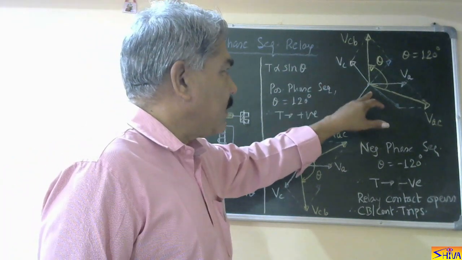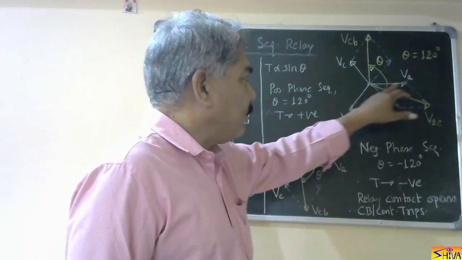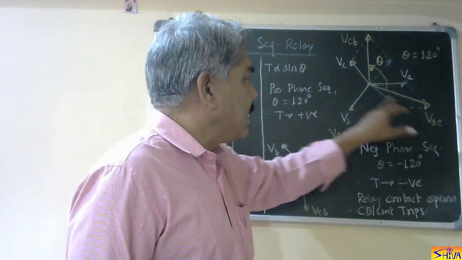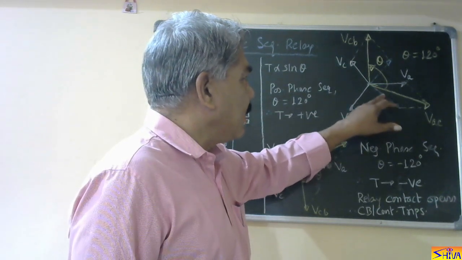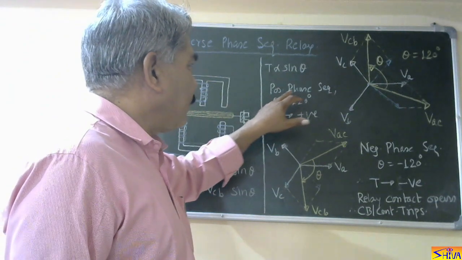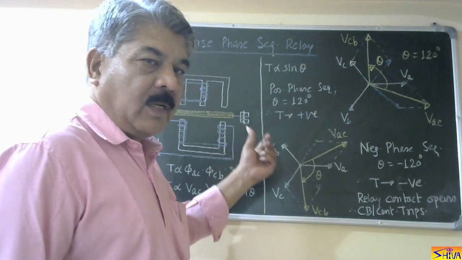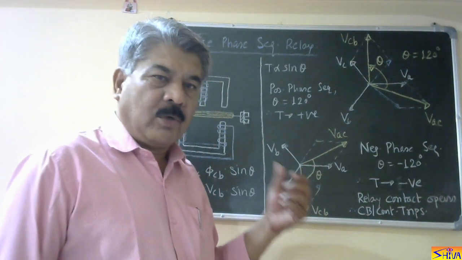This is the phasor diagram pertaining to the positive sequence of the voltages VA, VB, VC. This is VAC, this is VCB. With respect to VAC, the angle of VCB is 120 degrees. So it is positive. For positive phase sequence, theta is 120 degrees. So torque is positive and the relay remains in the operated condition. The contact is closed and the motor can be energized.